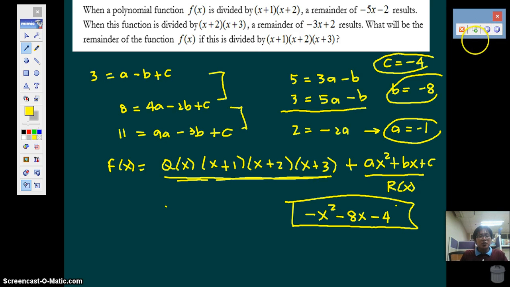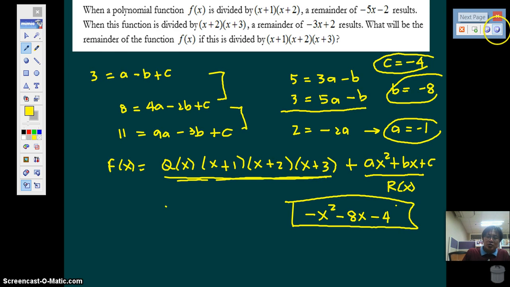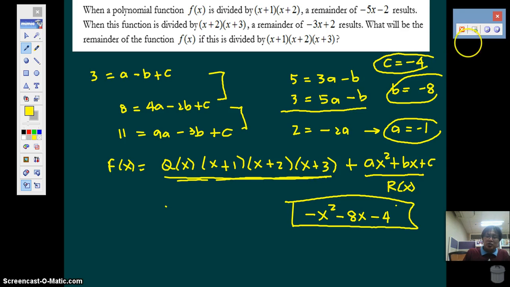Remainder is 0. Now, I wish we have more time, because I want to answer the third question, but we only have 3 minutes left, so let's leave that to the next video lesson. So anyway, the first two problems are very similar to this when you apply the same approach and technique.